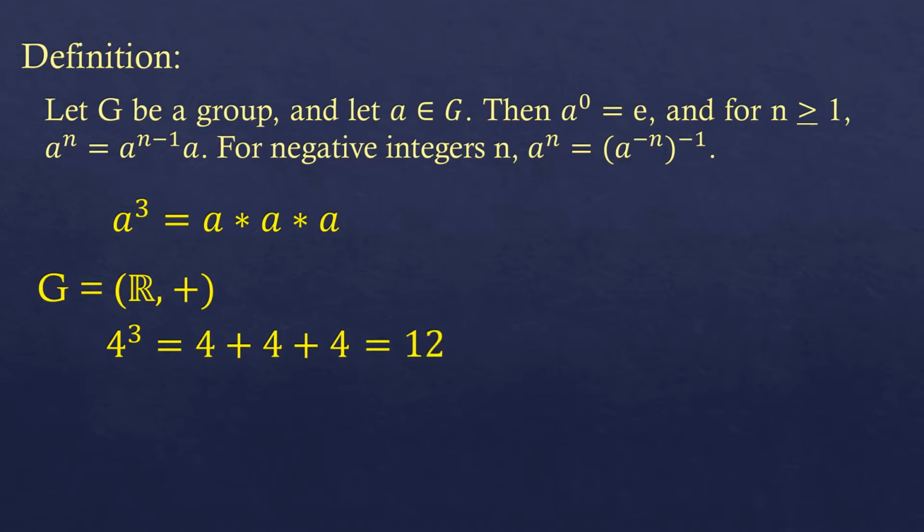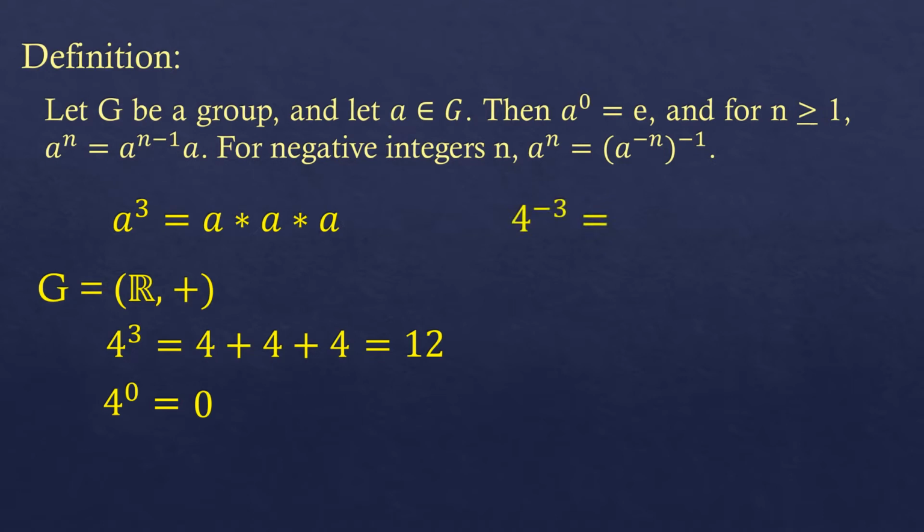So this is 12. So if it's 4 to the power of 0, then it's not 1 like the usual we know, like any number to the power of 0 is equal to 1, because that is true for multiplication. But here again, it's addition. So any number to the power of 0 is equal to its identity. So the identity element for addition is 0, because any number plus 0 equals itself.